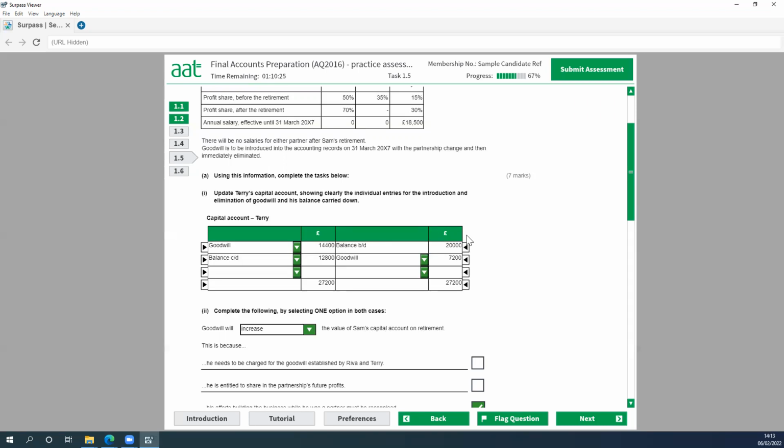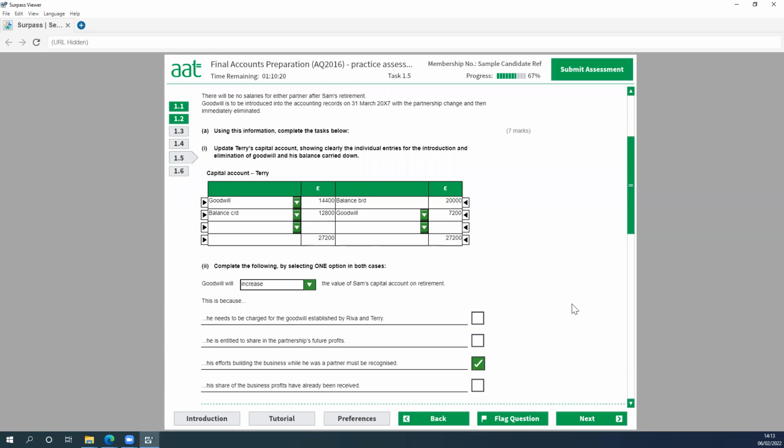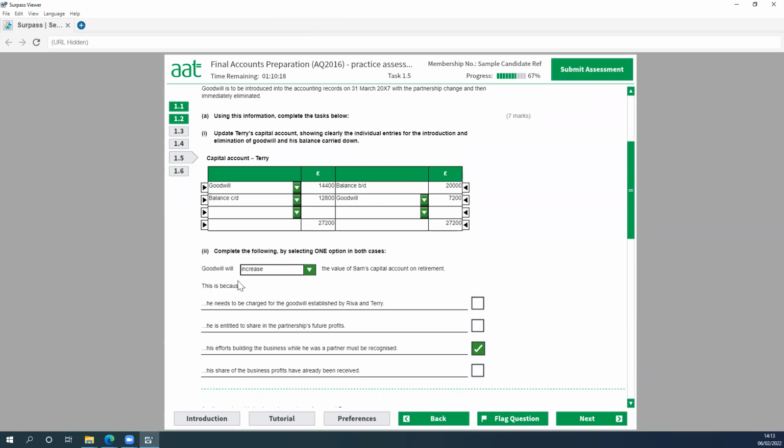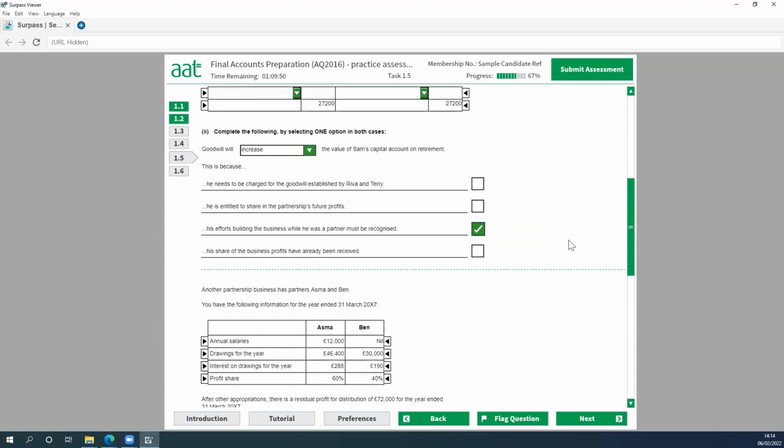So it increases his capital account on retirement, which is what it basically means. And that is the reason. It says this is because his efforts in building the business while he's a partner must be recognised. Because remember, goodwill, particularly in partnerships, they're coming with different skills and experiences, aren't they? So he's helped build up the goodwill or good name of the organisation. So therefore it's only fair that they're recognised, and that's what happens in that particular example. So that's it in relation to that part of the question.